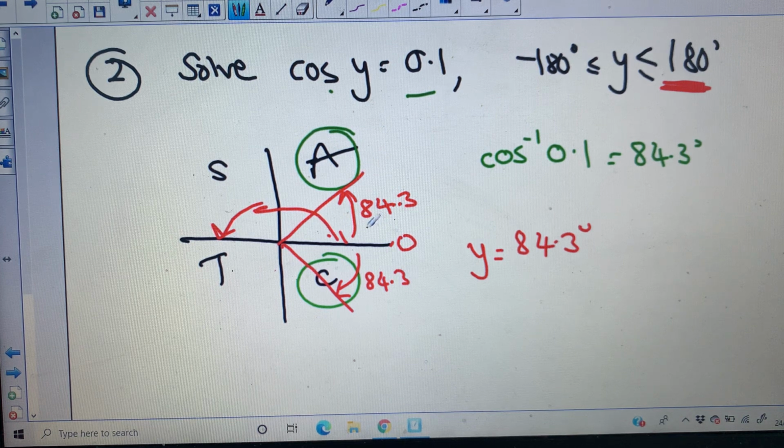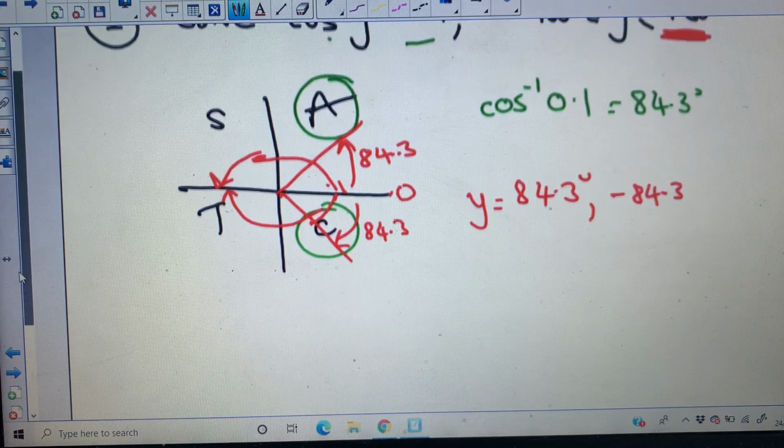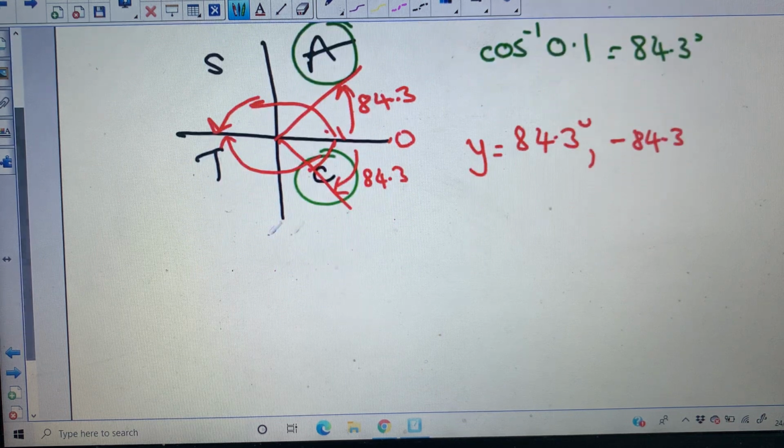So I'm now going to go from 0 to minus 180. So 0, going in the negative direction, so that's minus 84.3. And I keep going to minus 180. Don't meet any more solutions. So my two solutions are 84.3 and minus 84.3.